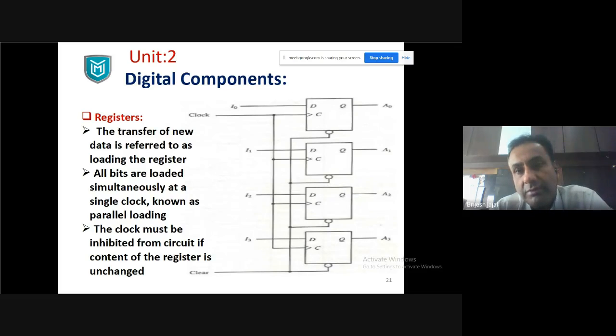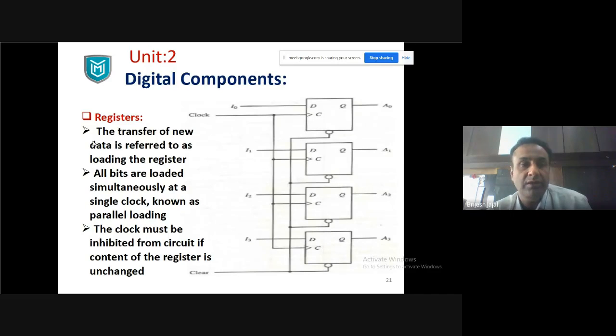2 to the power 4, please. 16. 16, right? So if I have some values ranging from 0 to 15, some numbers which I want to store from 0 to 15, I will use this circuit. This circuit has the capacity to store values from 0 to 15. So that is the purpose. You keep on increasing the number of flip-flops, you will get more and more capacity.